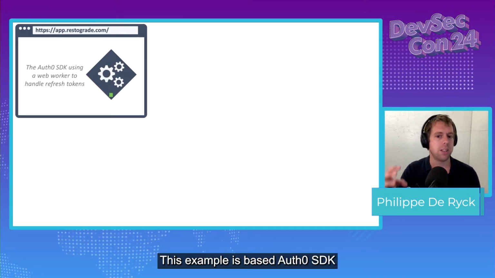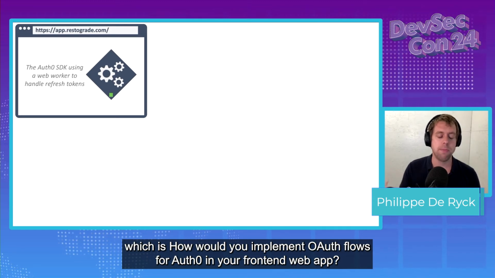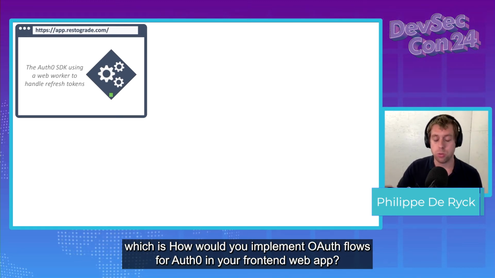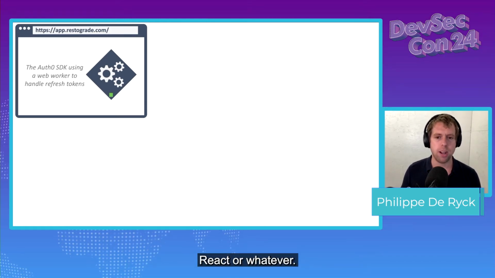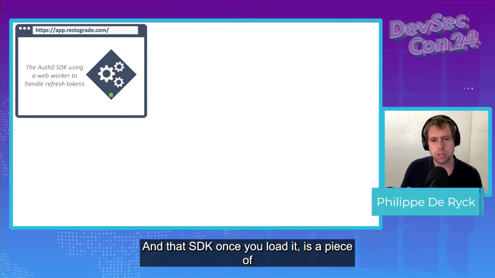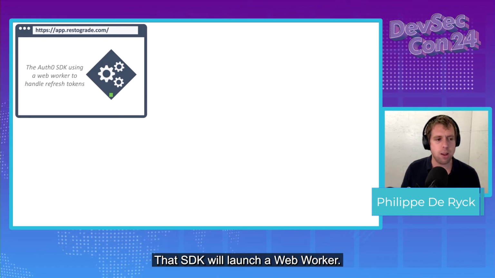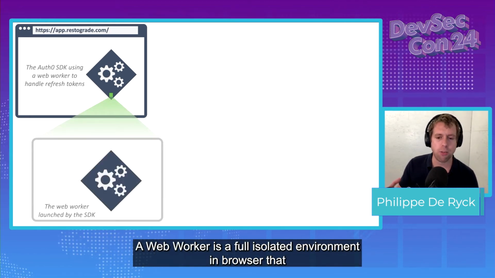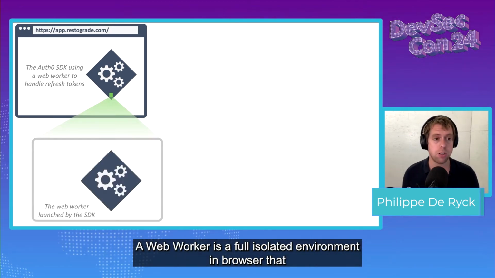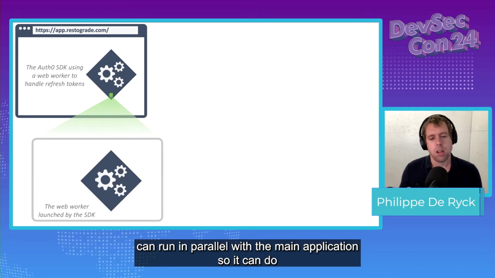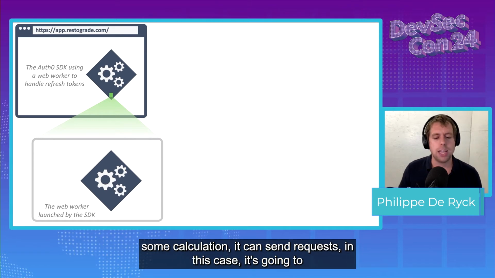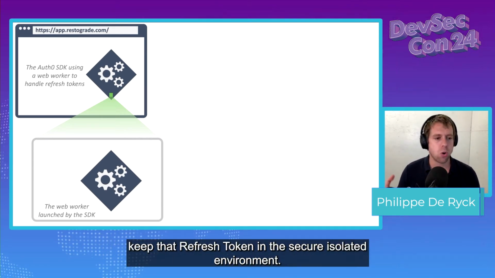This example is based on the Auth0 SDK, which is how you would implement OAuth flows for Auth0 in your front-end web app like Angular or React or whatever. And that SDK, once you load it, it's a piece of JavaScript. That SDK will launch a web worker. And a web worker is a fully isolated environment in the browser that can run in parallel with the main application. So it can do some calculations, it can send requests. And in this case, it's going to keep that refresh token in a secure, isolated environment.